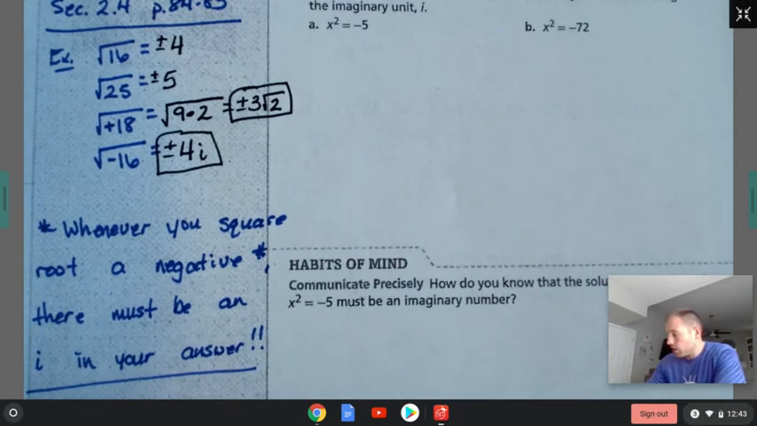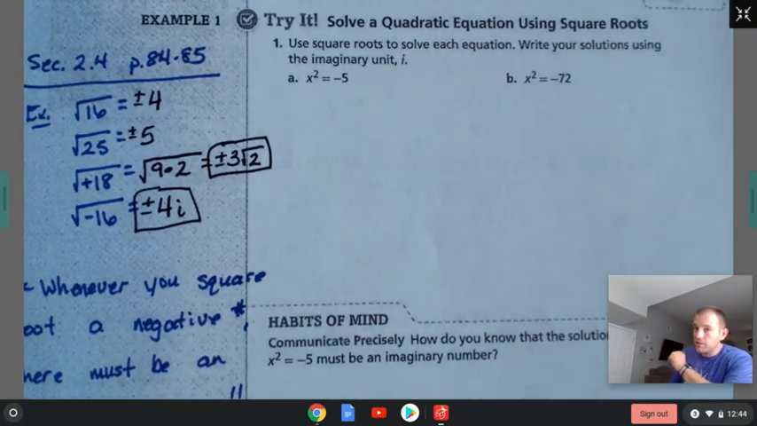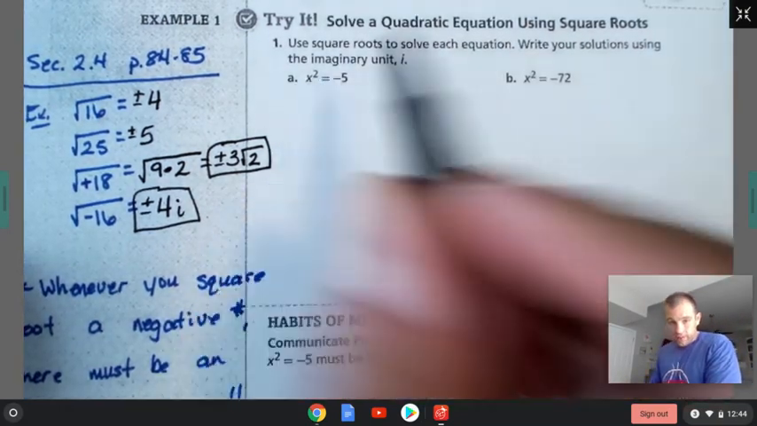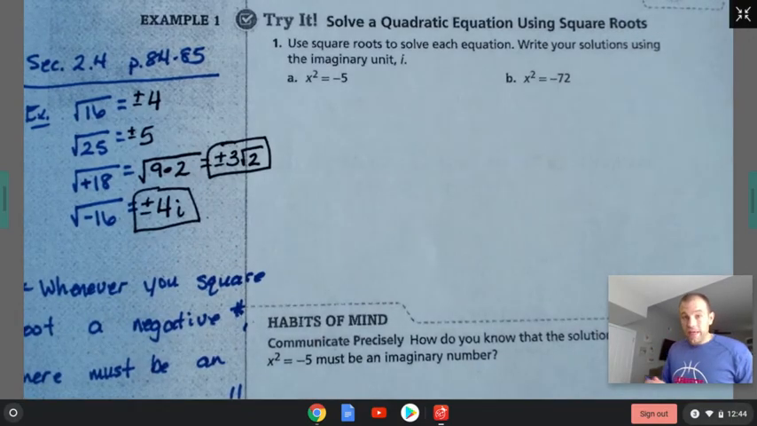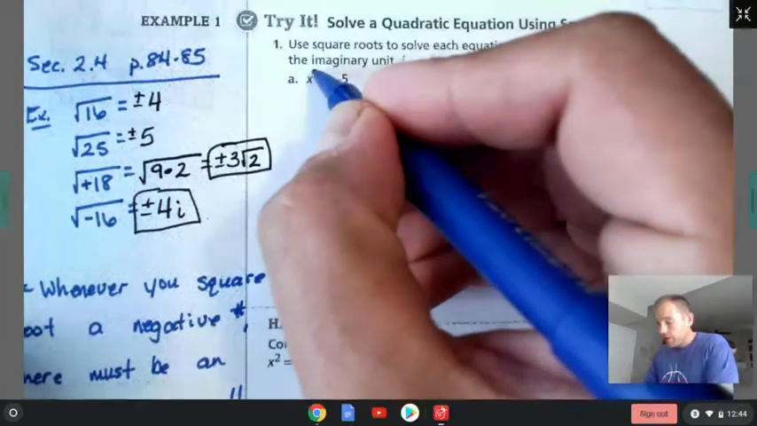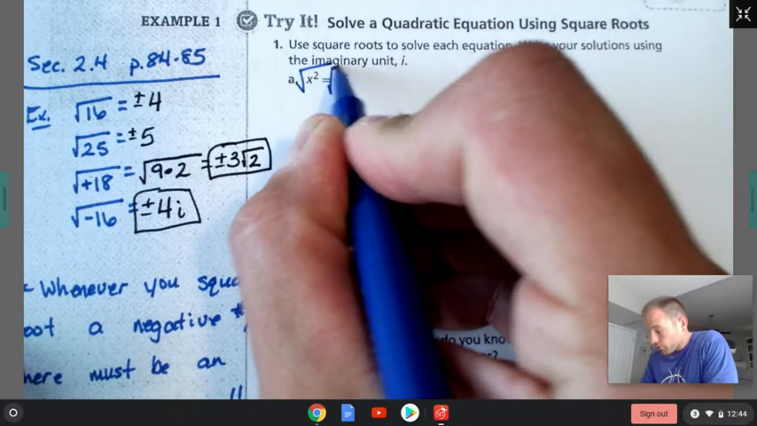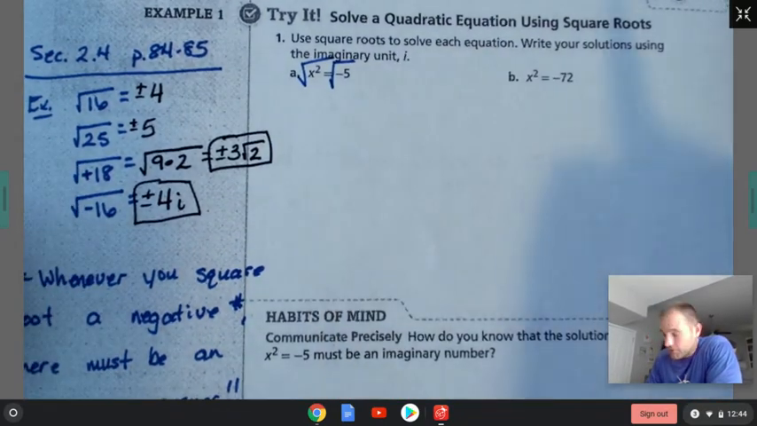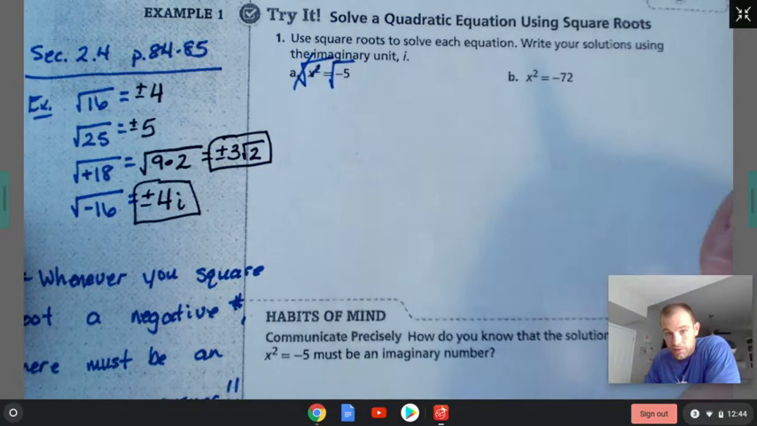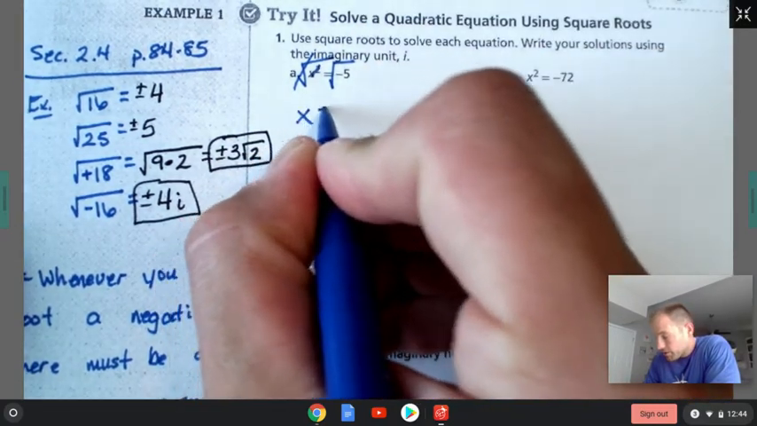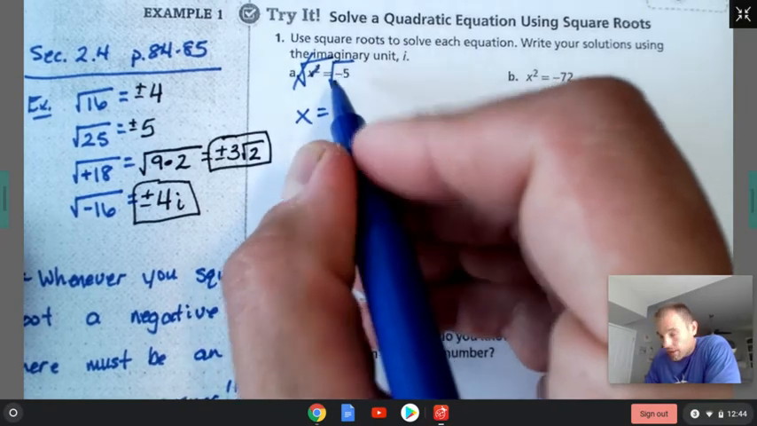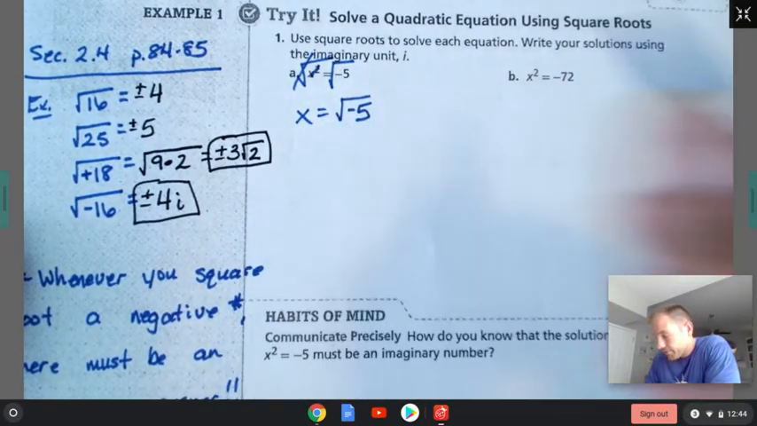Okay? So we're going to do a couple of examples here. Sounds kind of confusing. All right, I get it. But once you see a few, I think it'll make sense. All right, so we're going to do this first one. It says use square roots to solve each equation. Write using i. So we want to get x by itself. Okay, that's our goal, to get the x alone. So we have to get rid of this square, which means we need to do the opposite of square. The opposite of a square is to square root both sides. And if we square rooted the left side, the square root and the square would cancel, leaving us with just x. So I have x equals, and on the right side, I have the square root of negative 5.